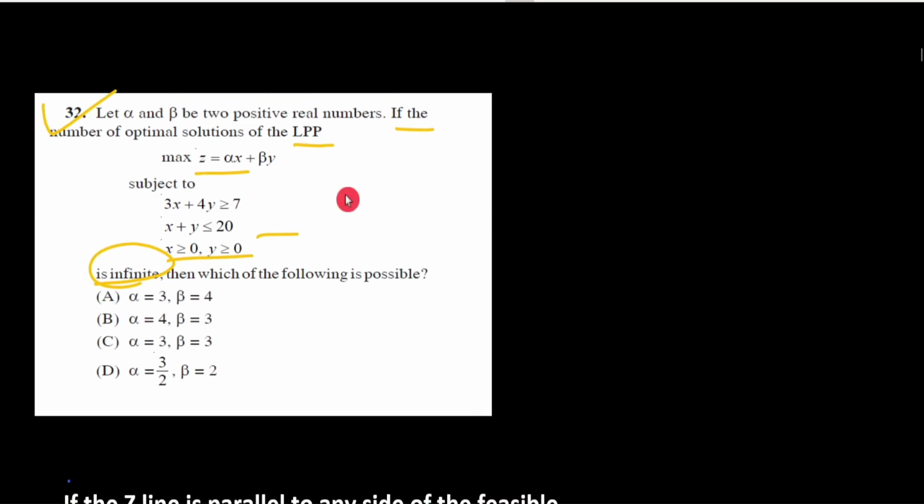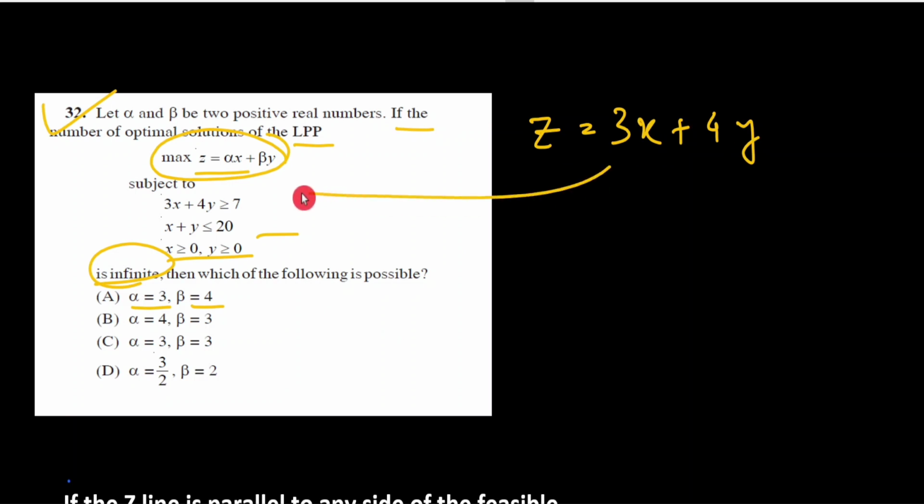That means if the line of the maximization, that is the objective function, is parallel to any other constraint, then it must give the infinite solution. Now we choose the value of alpha and beta from the options. If we take alpha equal to 3, beta equal to 4, that is z equal to 3x plus 4y, then it is parallel to the first constraint. So this also gives the infinite solution.